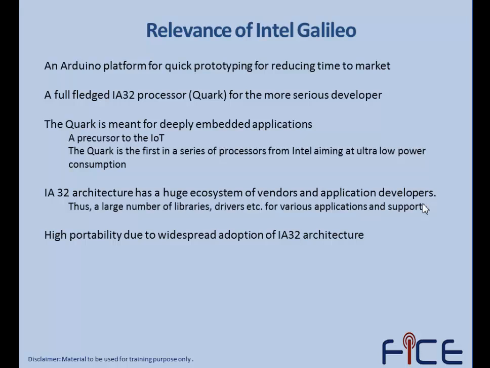Another important thing is the IA32 architecture, and Intel Galileo is an IA32 architecture, and hence it supports a large number of libraries and drivers for various applications. Then another thing is that it is a highly portable platform, and it's now open source also. So it's an open platform, Intel Galileo, that has a high level of portability.